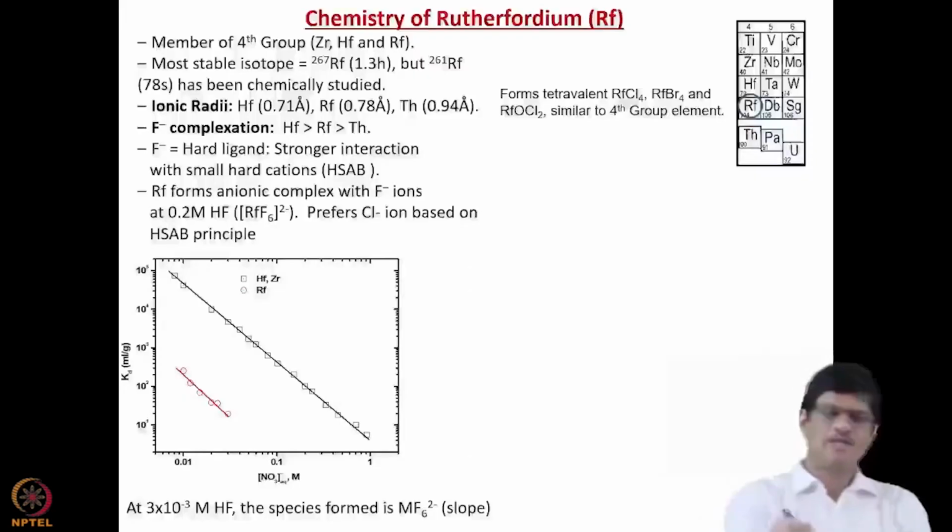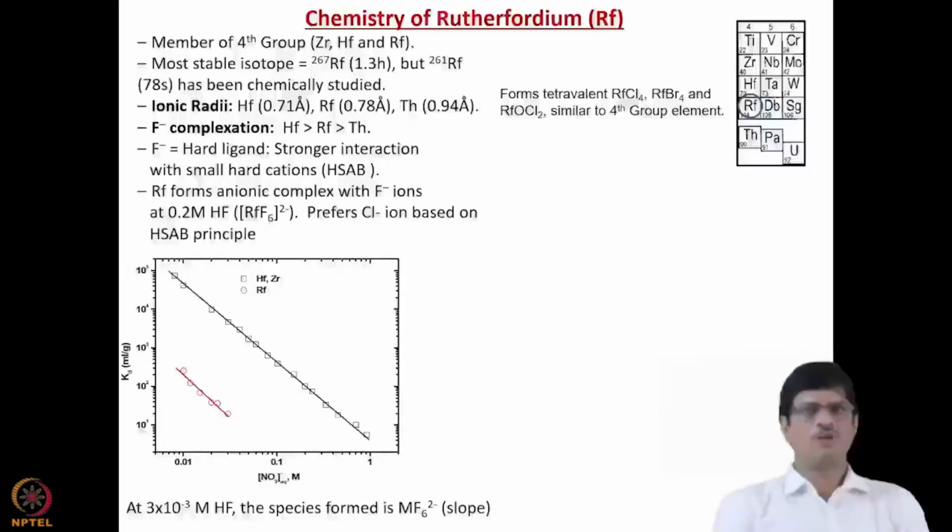Now based on this ionic size, this is for the hexa coordination, the fluoride complexation will follow the ionic potential. So that is hafnium is greater than that of rutherfordium, is greater than that of thorium. Fluoride is a hard ligand, it can form a stronger interaction with the hard cations like hafnium, zirconium, and to some extent rutherfordium. And so rutherfordium forms anionic complexes like RfF6 2 minus, and it also prefers to form complexes with the chloride ion based on the hard soft acid base principle because it is relatively softer as compared to hafnium.